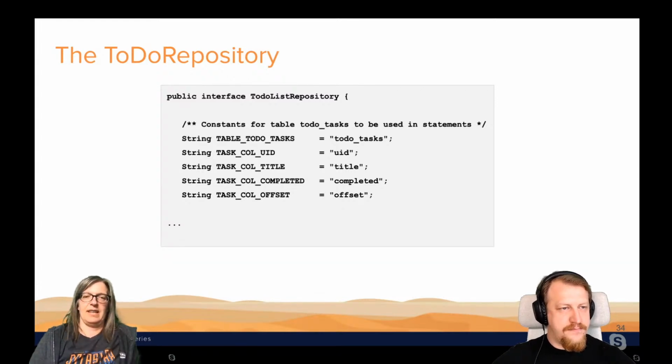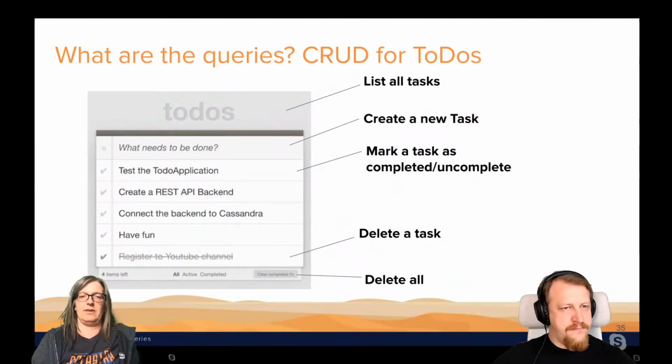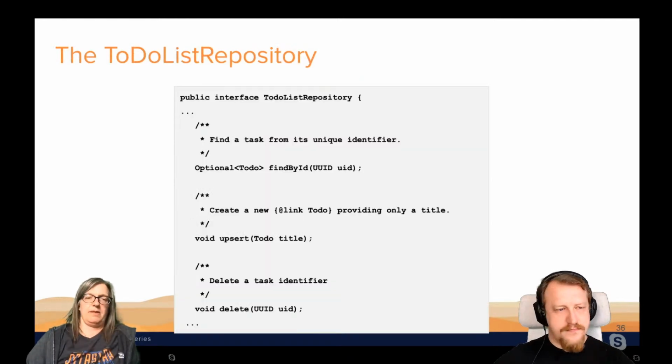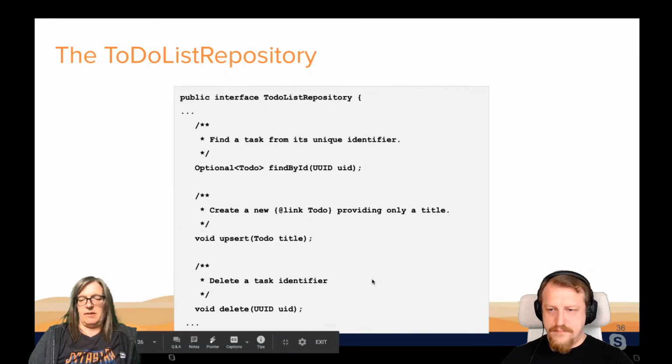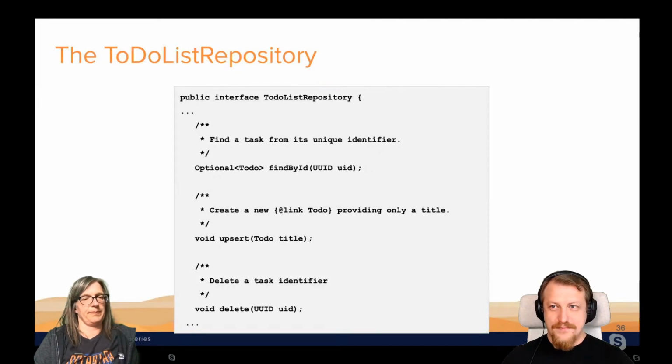Okay, and then the queries. So basically, it's create, read, update, delete for to-dos: list all tasks, create a new task, mark task complete or incomplete, delete them all. And we actually put those also into our repository. And then we focus on the implementation in a separate component. Okay, so let's have a look.